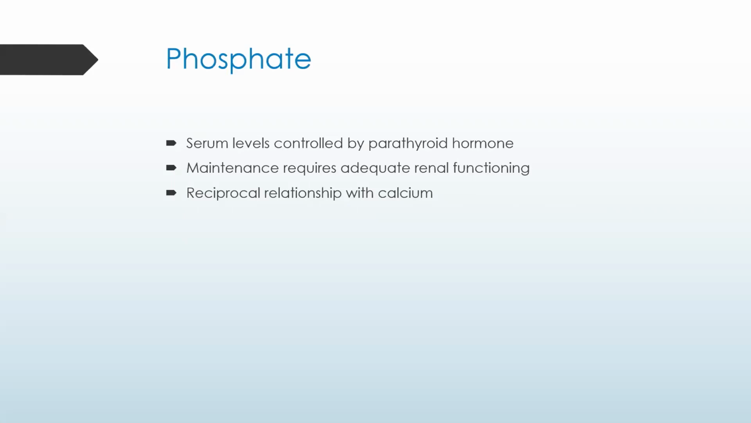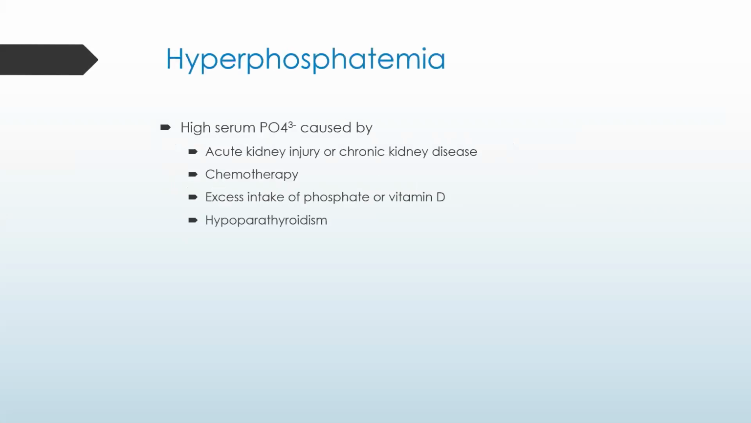A reciprocal relationship exists between phosphorus and calcium, in that a high serum phosphate level tends to cause a low calcium concentration in the serum. This means that low serum calcium levels stimulate the release of parathyroid hormone, decreasing reabsorption of the phosphorus and lowering phosphorus levels.